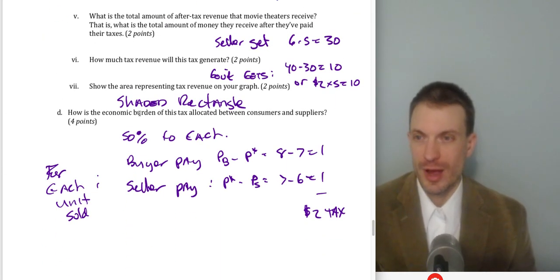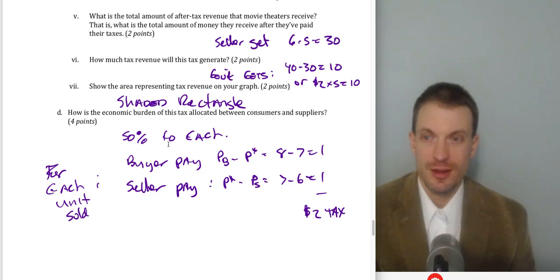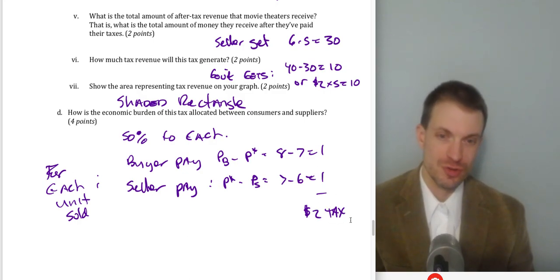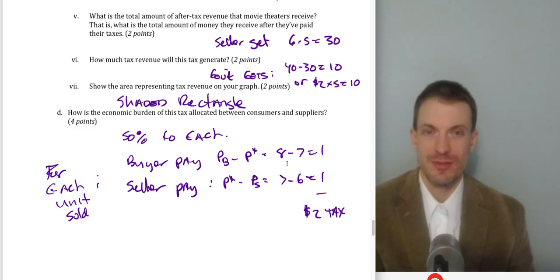Okay. So how's the economic burden of this tax allocated? It's 50-50. They share it equally. So the statutory burden's on sellers, but the economic burden is driven by elasticity. Both of these curves have the same slope in absolute value, and so they're going to share the burden of the tax. Buyers actually literally pay $1, and sellers pay $1 of each unit sold. So that covers our $2 for the tax. Buyers are going to pay 50%, actually 5,000, and sellers pay 5,000 to give us the 10,000.